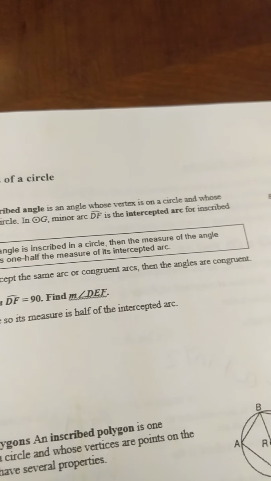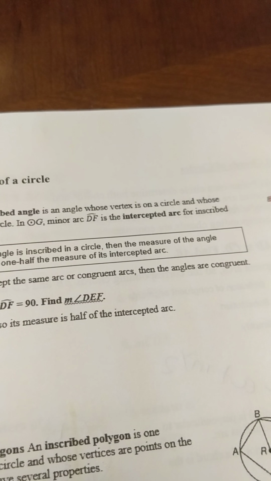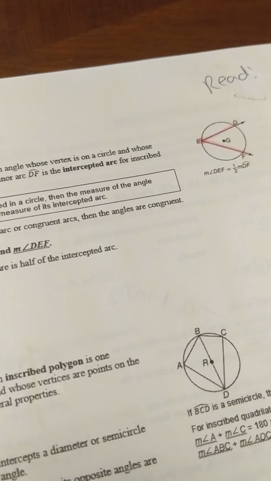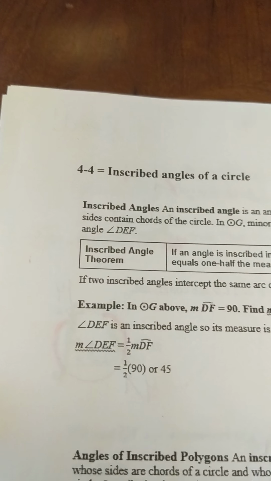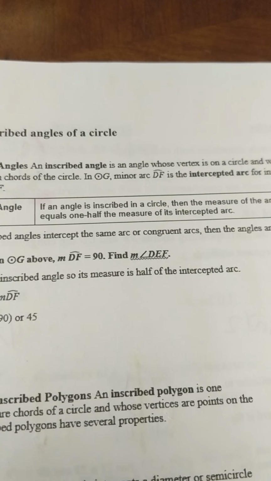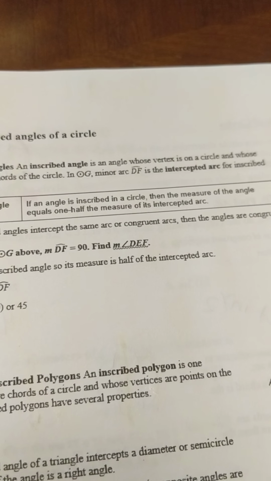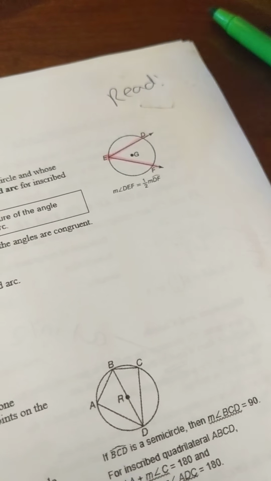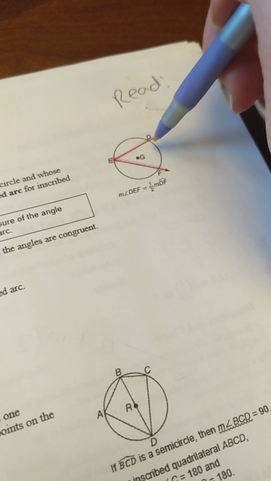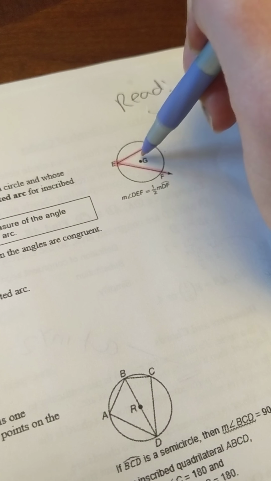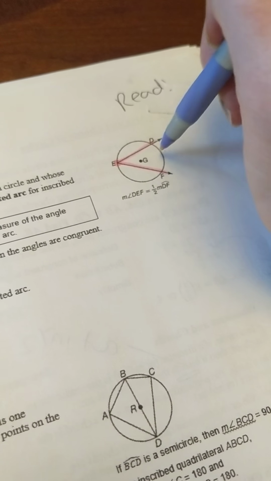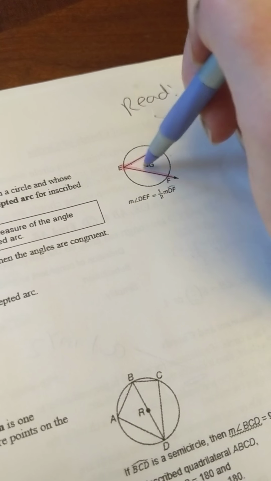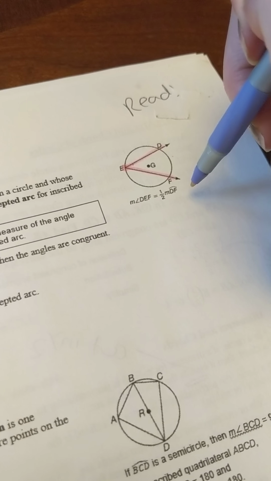So now we have a minor arc DF, which is the intercepted arc for the inscribed angle DEF. Taking a look at our inscribed angle theorem, it says if an angle is inscribed in a circle, then the measure of the angle equals 1/2 the measure of its intercepted arc. Recall from lesson 2 that if we had a central angle, the arc measure was the same as the central angle. Now our arc measure is related to the inscribed angle, but instead of being the same, it'll be half of it.